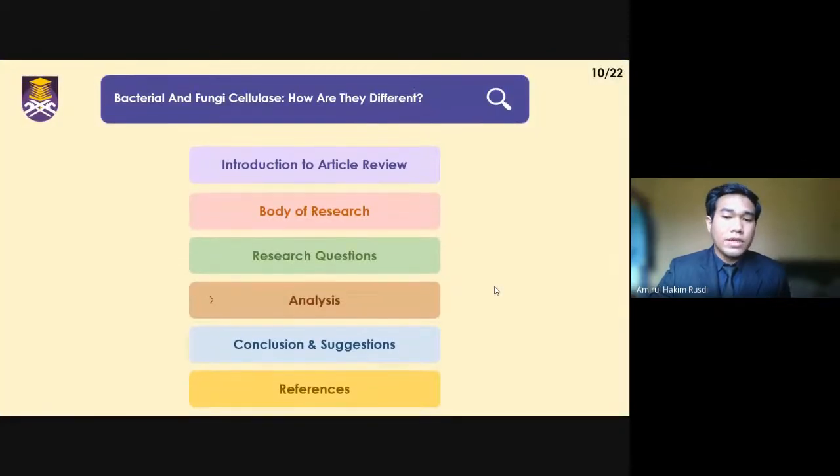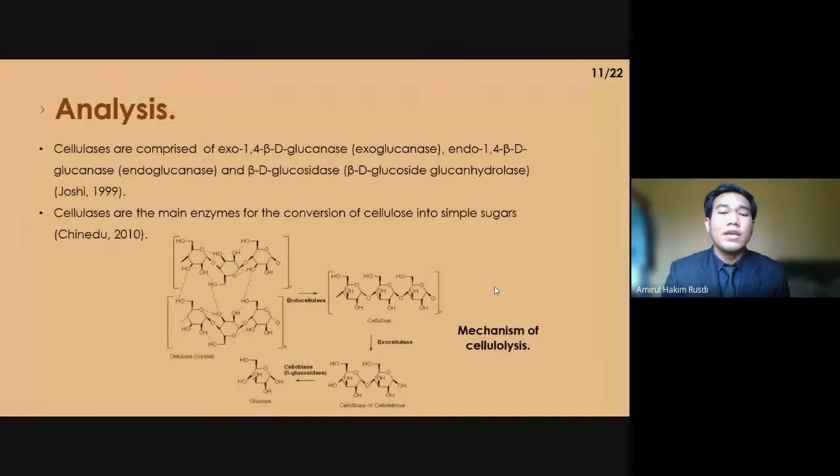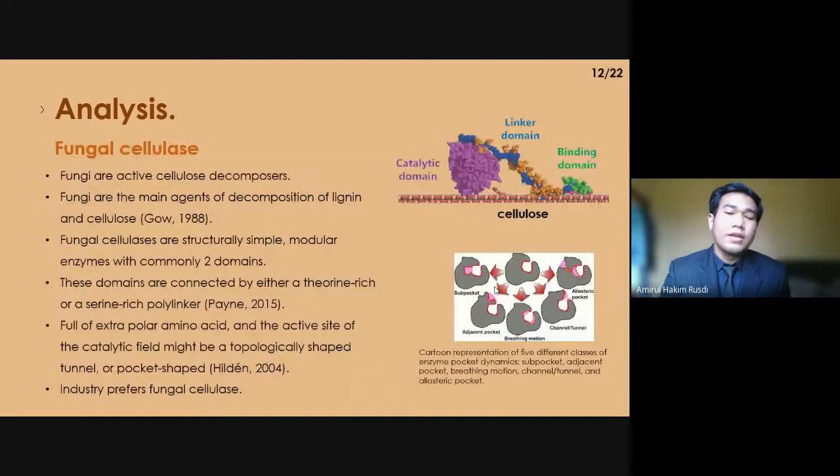Moving on to the analysis section, cellulases are comprised of exoglucanase, endoglucanase, and beta-glucosidase, and cellulases are the main enzymes for the conversion of cellulose into simple sugars. The visual below shows the mechanism of cellulolysis. Fungi are active cellulose decomposers. Fungi are the main agents of decomposition of lignin and cellulose.